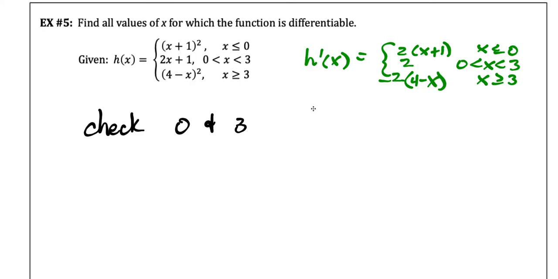Check 0 and 3 to see if the slopes are the same on the left and the right, because those are the only spots, the breaks in the piecewise function. We're going to check those spots to see if they have the same slopes. We'll just start with that, even though there's actually more to it.